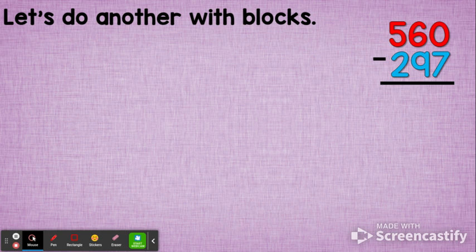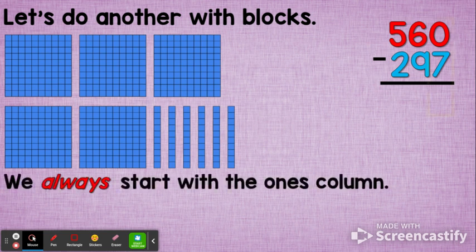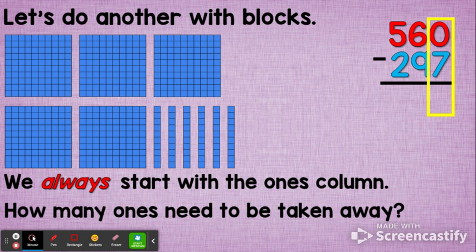Let's do another with blocks. 560. So here are my 1, 2, 3, 4, 500, 10, 20, 30, 40, 50, and 60. Now I need to take 297 away. What do I always say? We always start with the ones column. So there we are. We don't have any ones, but we need to take how many away? 7.